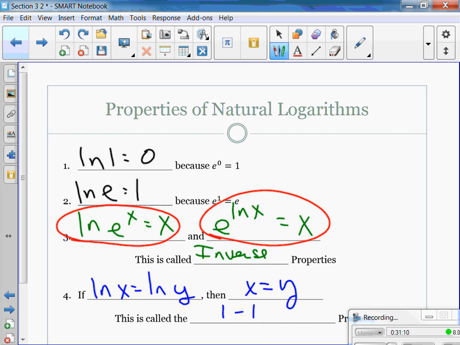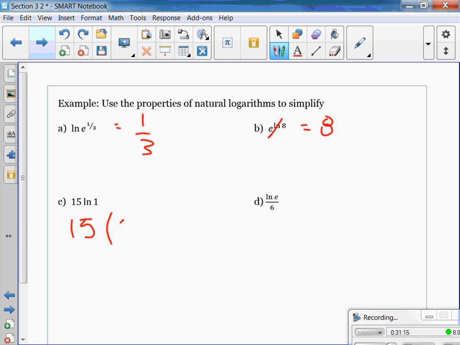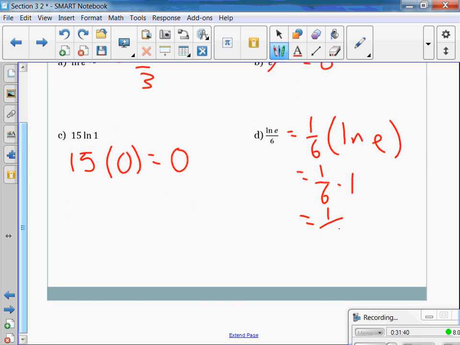And for D, we have 1/6 times the natural log of e. And what is that natural log of e? Absolutely. Winding up with that 1/6. Exact same thing with the common log, log base 3, log base 7, but it's just log base e and we write it as ln.